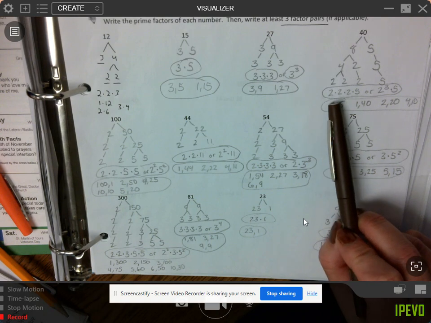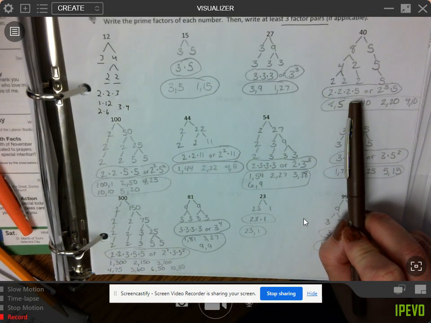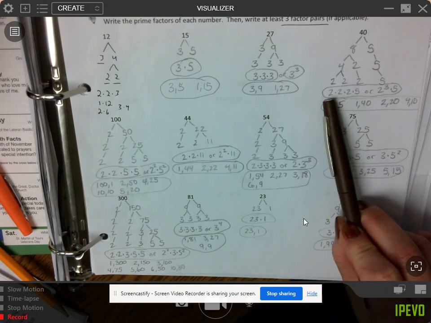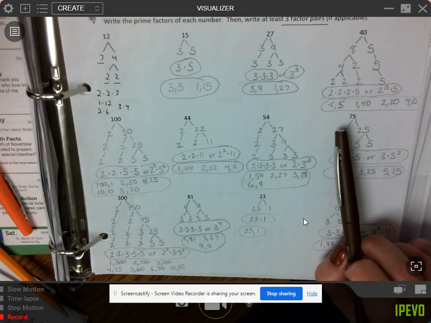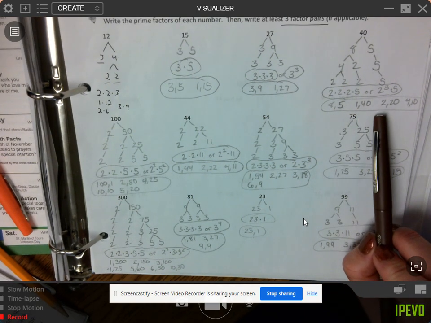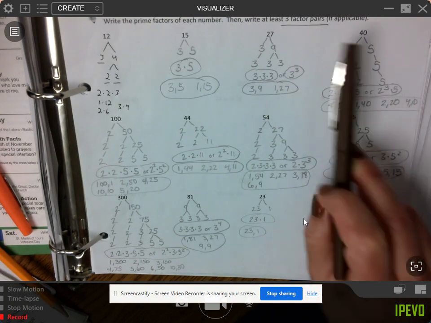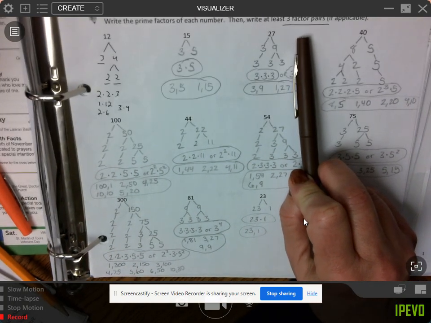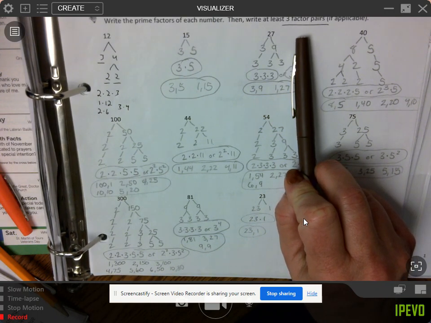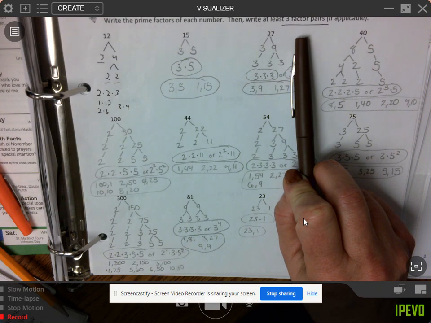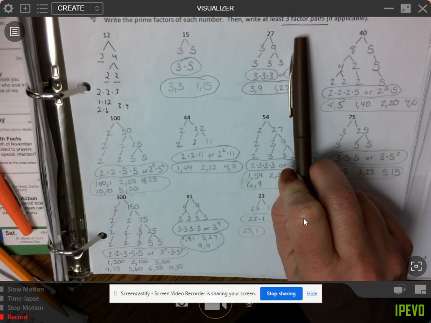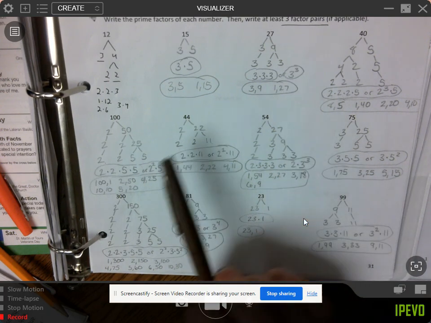Then we have 2 times 2 times 2 times 5, or you could put it as 2 cubed times 5. Either one is acceptable. They mean the same thing. We have factor buddies of 8 and 5, 1 and 40, 2 and 20, 4 and 10. Remember, you had to list at least 3 of them. So if you did not list your factor buddies, if you miss parts of directions like that on the test, it is wrong. So you need to make sure you are following all the directions.